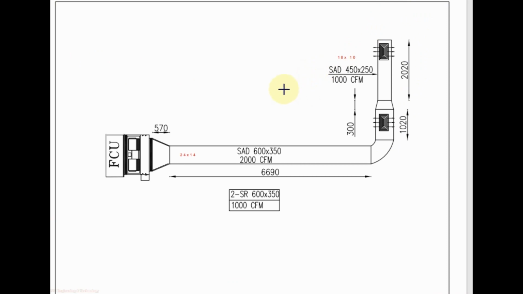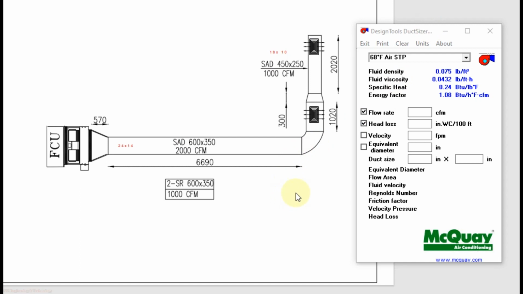In this duct we have two dimensions. One is 600 by 350 millimeter, or in inches 24 by 14 inch. The second dimension is 450 by 250, or 18 by 10 inch. To calculate the pressure drop, we will use the McQuay calculator.